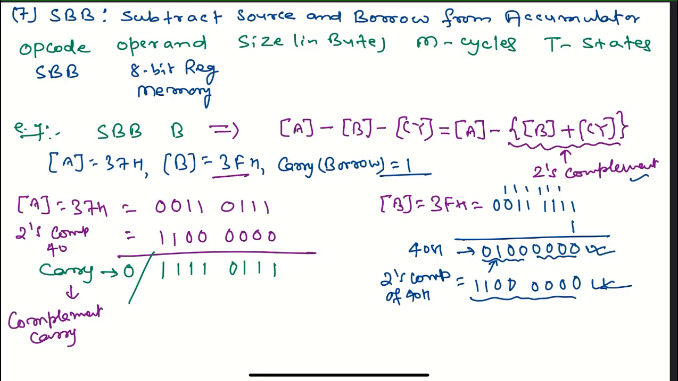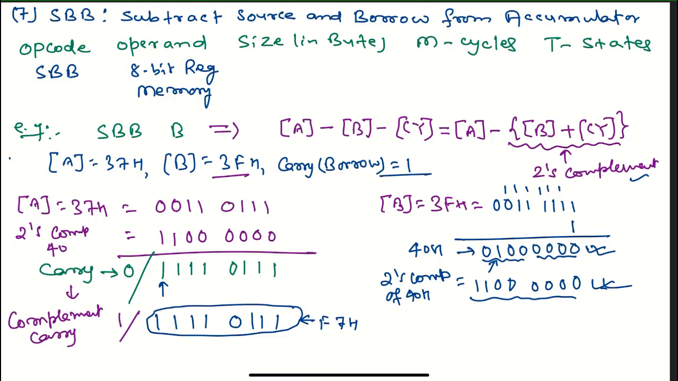So complement carry means this 0 will become 1 here. Now the rest of the result will be as it is, 1 1 1 1 0 1 1 1. This MSB bit is 1 and the complementing carry is also becoming 1. So the MSB bit is 1, which shows that it is already in the complemented form. So the result is already in 2's complemented form. It is a negative result here, so that we obtained this result, which is called F7H.